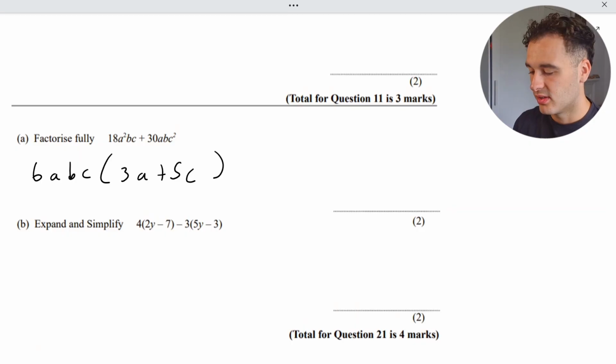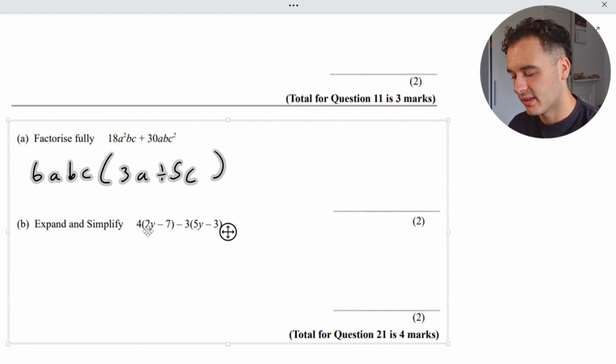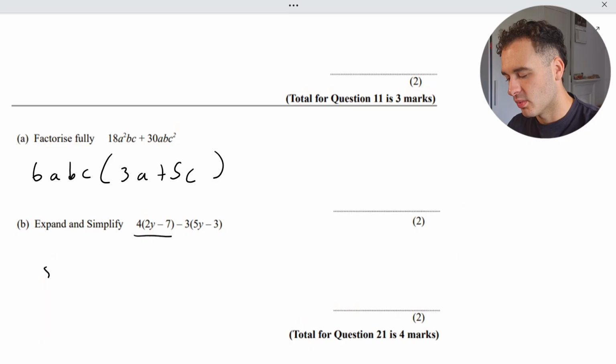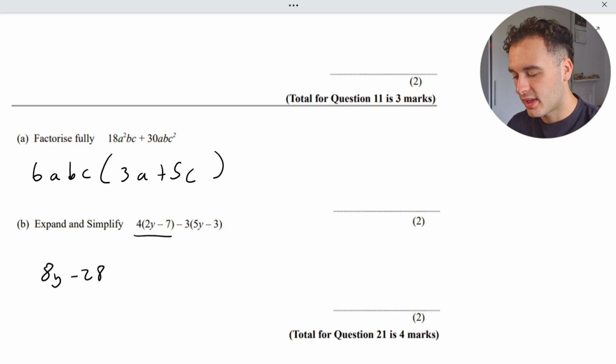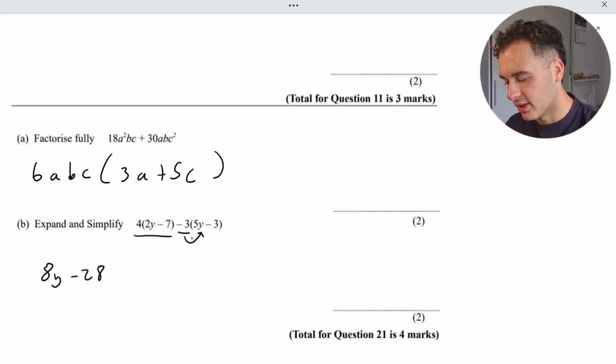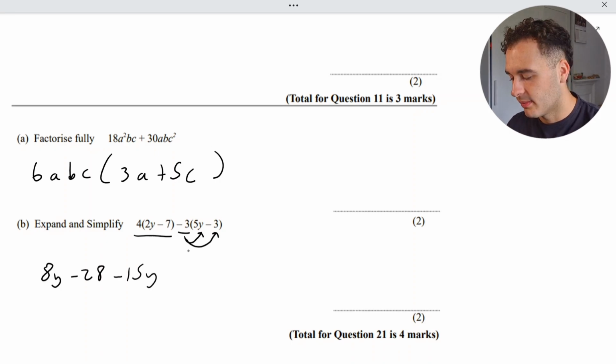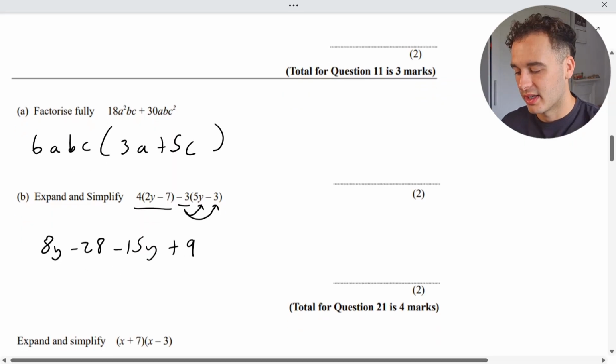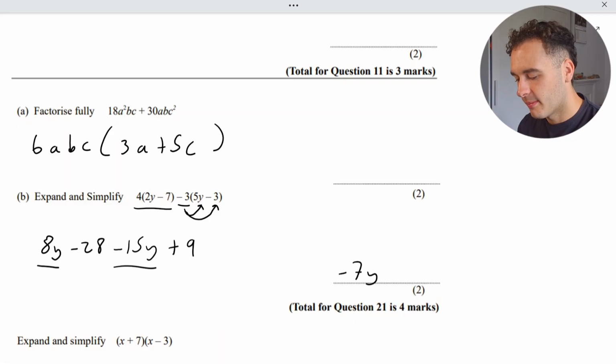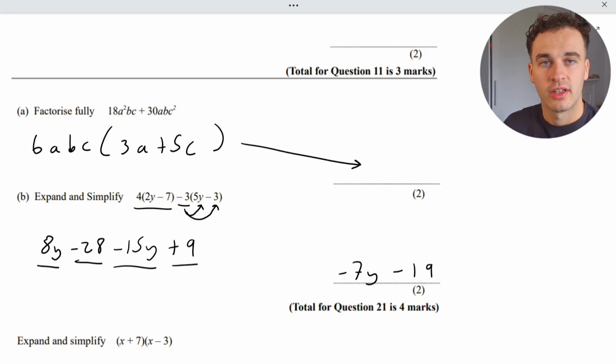And part B really isn't too bad. You've just got two separate terms to expand. So expanding this left side, well, 4 times 2y is 8y. 4 times minus 7 is minus 28. And be very careful here. We're doing minus 3 times both of these terms. So minus 3 times 5y is minus 15y. And minus 3 times minus 3 is positive 9. And then it's a matter of collecting like terms. So 8y minus 15y is minus 7y. And minus 28 plus 9 is just minus 19. So that is our final answer for that section.